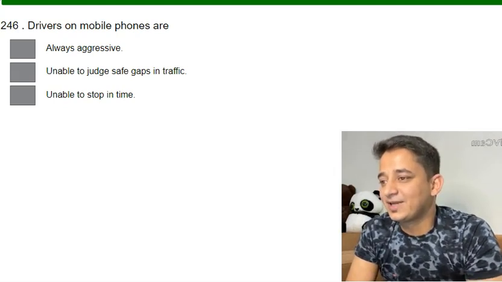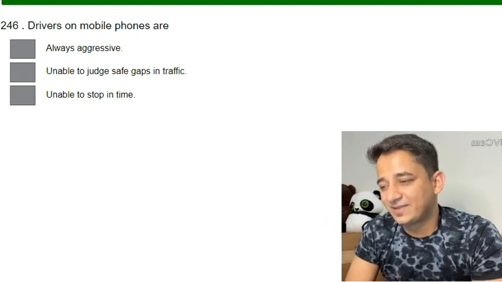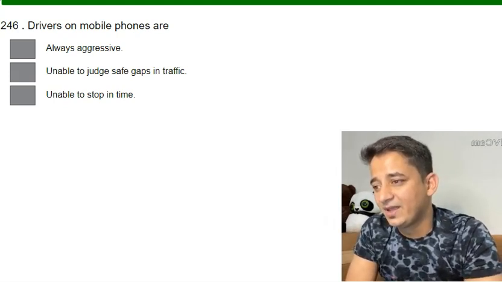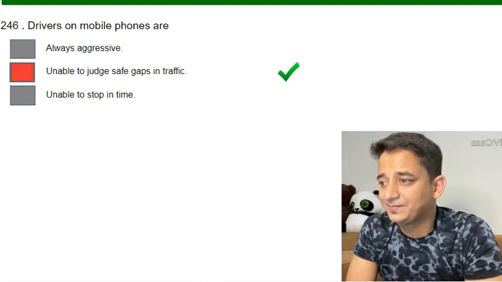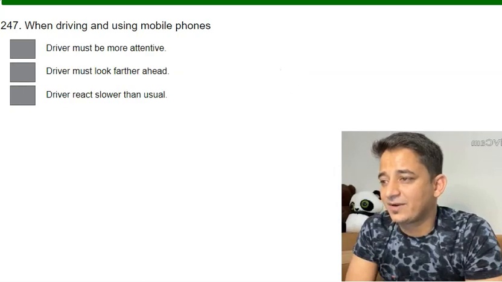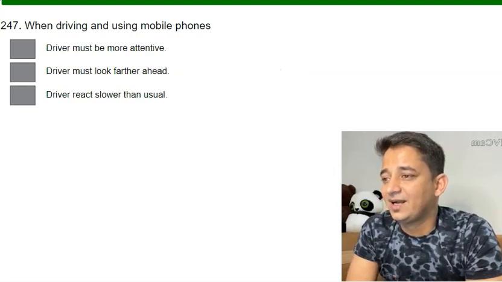The next question is: drivers on mobile phones are always aggressive, unable to judge safe gap in traffic, unable to stop in time. Option B looks right to me. Yes, that's the right one. Unable to judge safe gap in traffic. 247. When driving and using a mobile phone, the driver must be more attentive, must look further ahead, or reacts slower than usual.